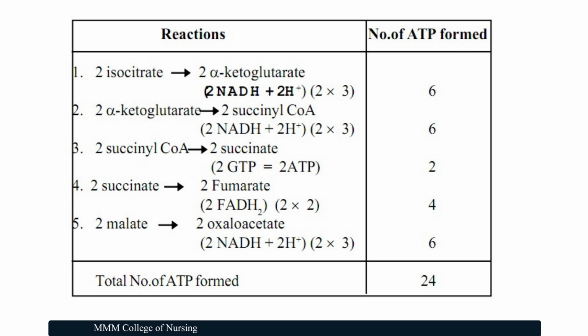So, if we add all of that, 6 plus 6 plus 2 plus 4 plus 6, we get a total of 24 ATP from the Krebs cycle. This energy does not come directly from the cycle itself. The NADH and FADH2 carry the energy to the electron transport chain, where most of the ATP is finally made. So the Krebs cycle is like a charging station. It charges up the NADH and FADH2 carriers, which then go and make ATP.